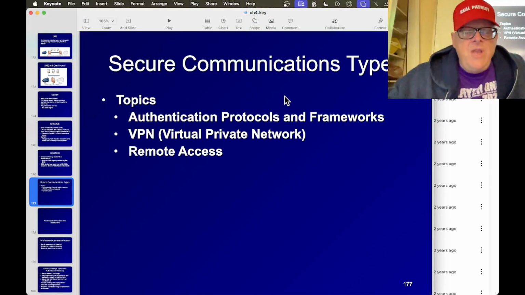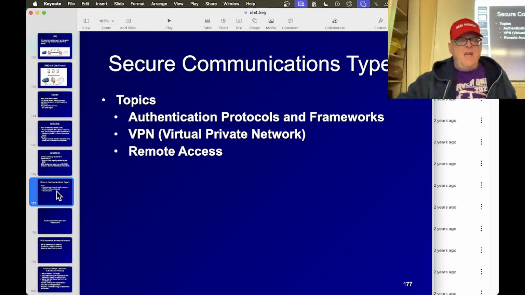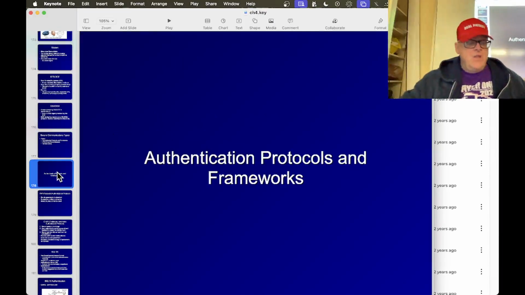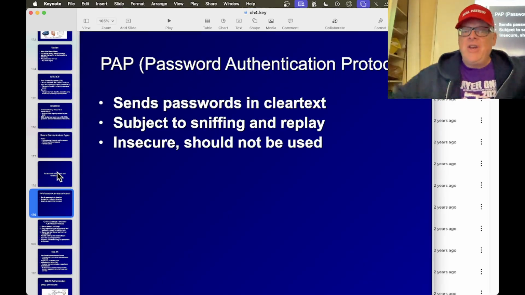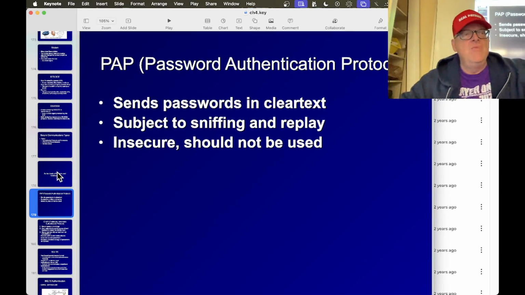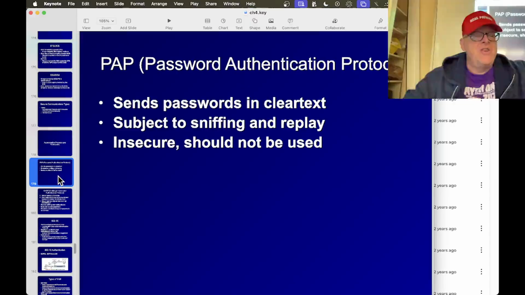So in secure communications, there's a lot of different types. We'll talk about authentication protocols, VPNs, and remote access. The first thing, authentication protocols, are a really big deal. How do you figure out who somebody is? Your first way was PAP, where you just send the passwords in clear text. This is a pretty terrible idea. Not only can anybody read it and learn your password, they can just record the packets and replay them to get in. So this is ridiculous, not safe at all.